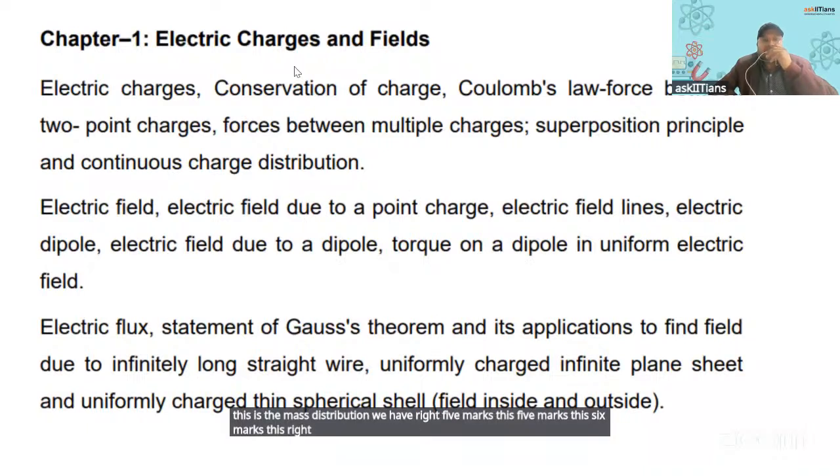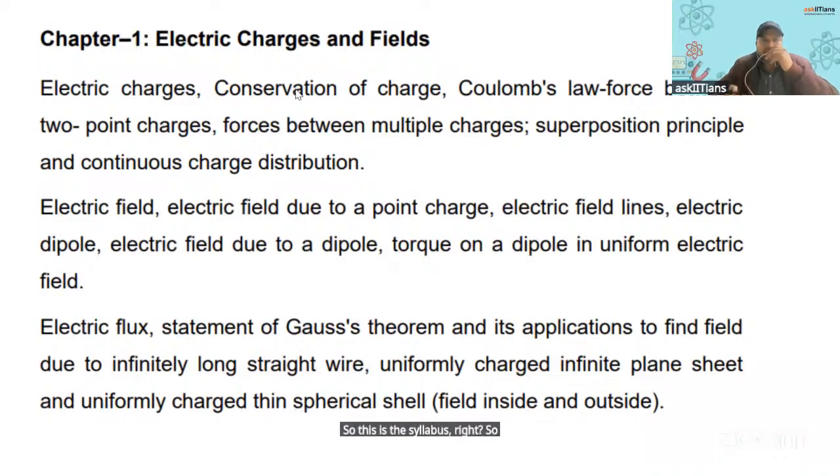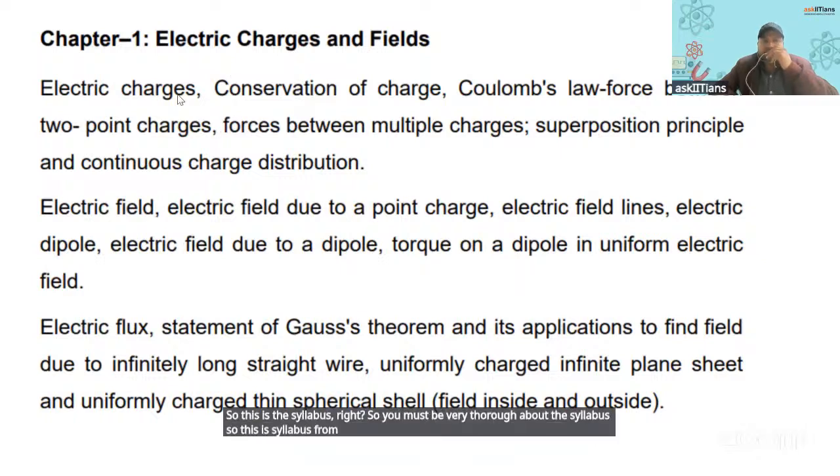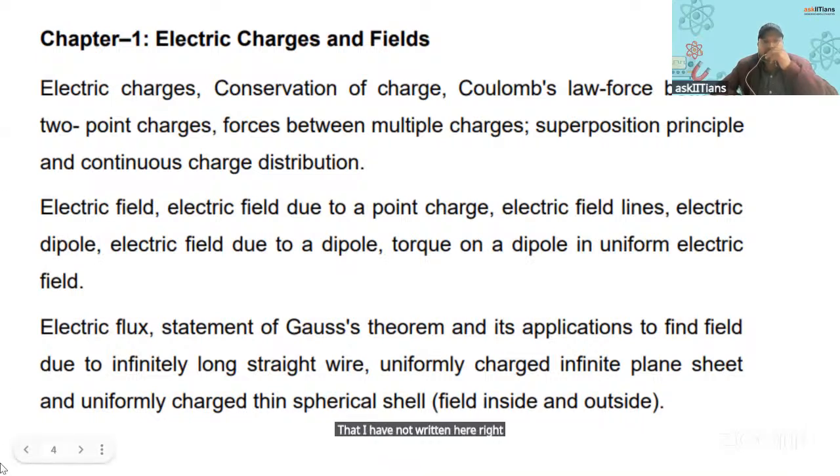So this is the syllabus, right? So you must be very thorough about the syllabus. So this is the syllabus from electric charges and fields. You see, we have electric charges. You should be knowing in electrostatics the methods of charging, right? That I have not written here, right? Methods of charging is important.